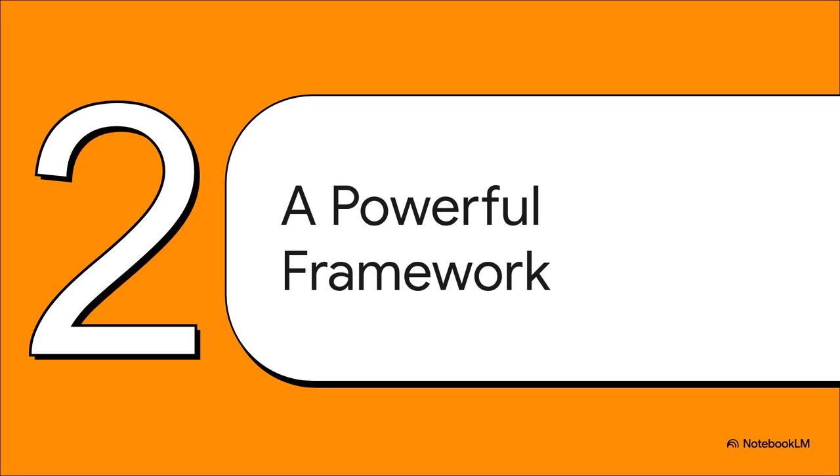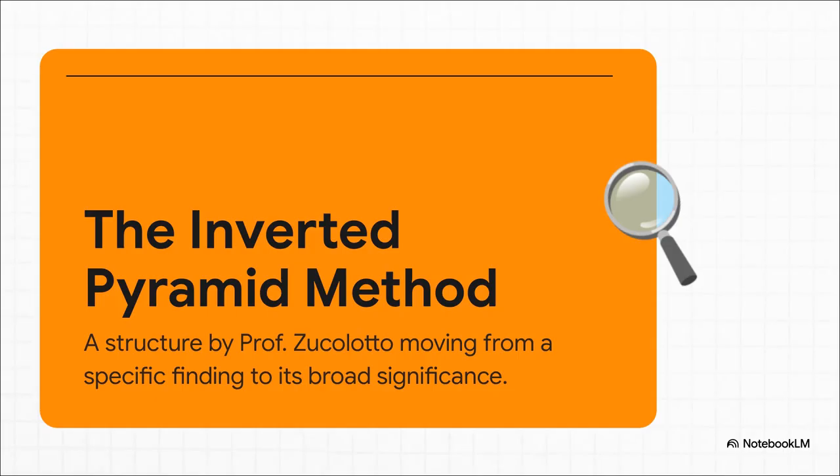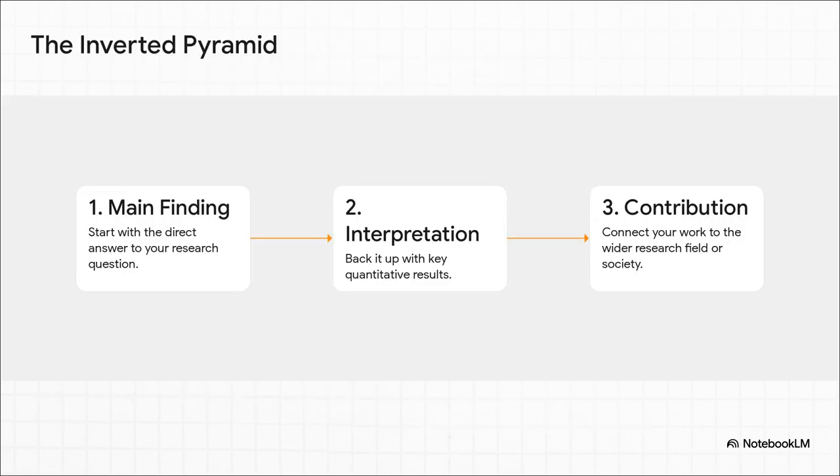Well, luckily for us, there's a fantastic framework out there that gives us a perfect three-part structure. It's called the inverted pyramid method, and it was developed by Professor Valtencir Zucolotto. And the logic? It's just beautiful in its simplicity. You start with your most specific, most important finding, and then you gradually broaden out to explain why it matters in the bigger picture.